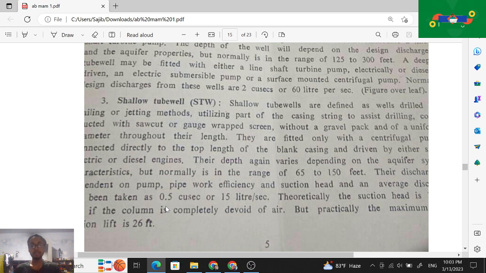Theoretically, the suction head is 34 feet if the column is completely devoid of air, but practically the maximum lift is 26 feet.